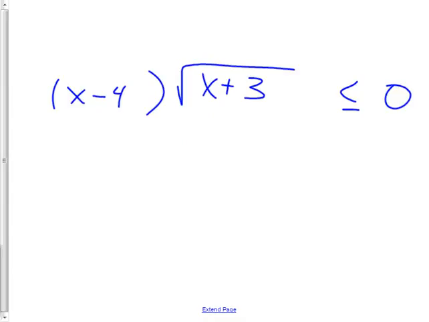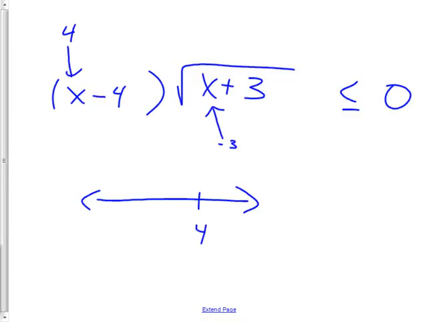And then I'm going to make a little number line, and I've got to figure out what important points to put on it. It seems like 4 would be important, right? Because that would make the whole thing equal 0. So 4 is important. What about a negative 3 right there? That seems important.